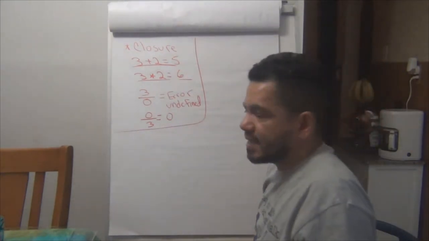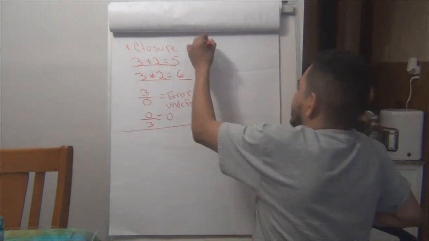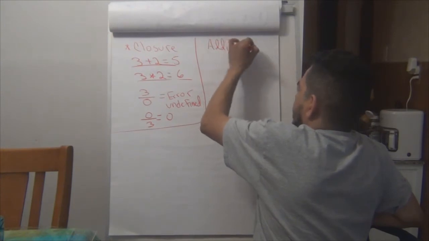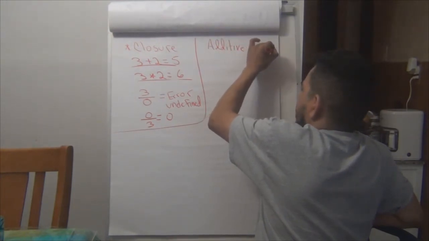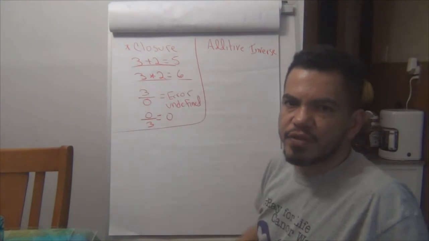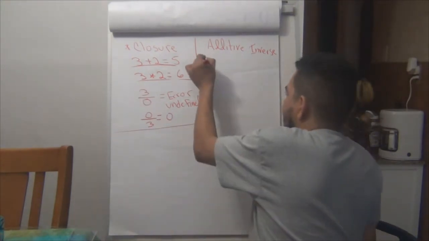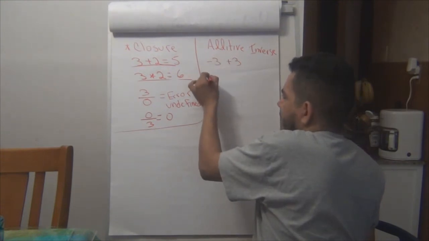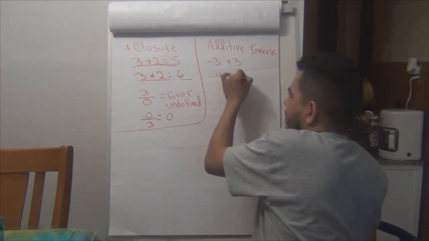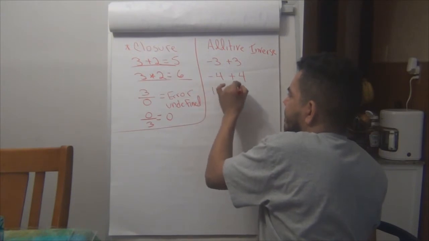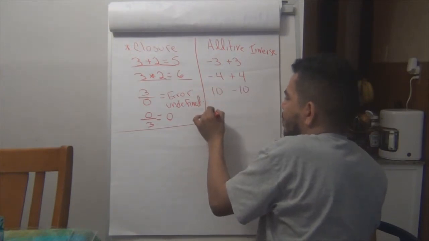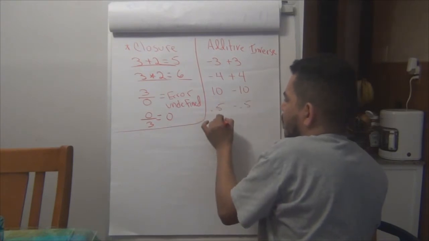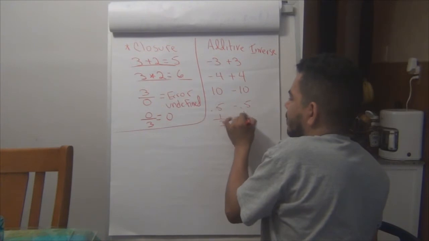Another one is the additive inverse. The additive inverse of a number is the opposite. The additive inverse of -3 is +3. The additive inverse of -4 is +4. The additive inverse of 10 is -10. The additive inverse of 0.5 is -0.5. The additive inverse of 1/3 will be -1/3.